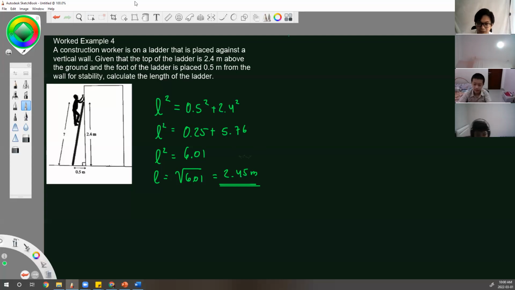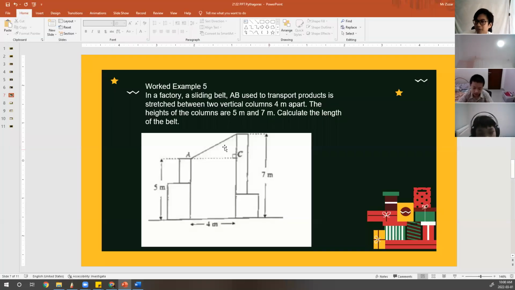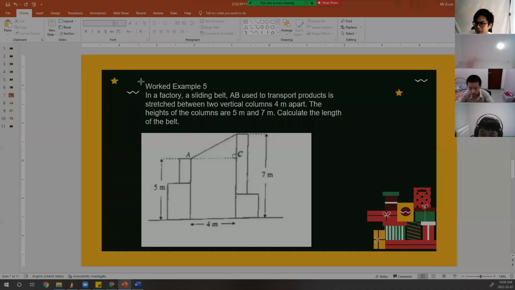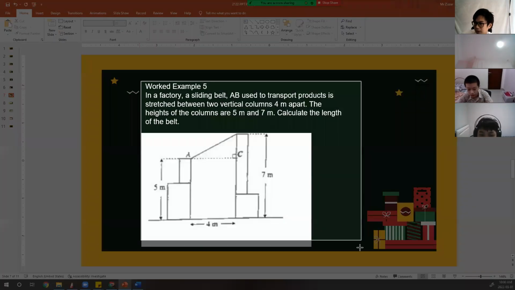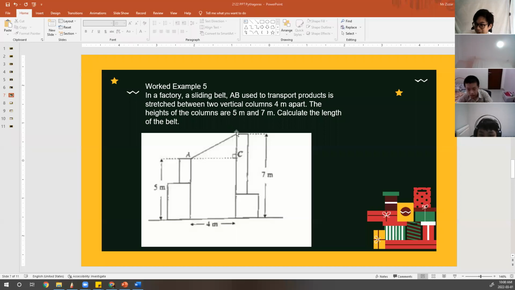Okay, now let's go to the next question. So we have some more questions. Please pay attention. There you go. I think the B is located on top. It's cropped, kepotong.